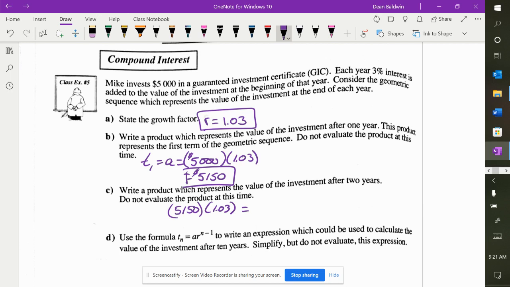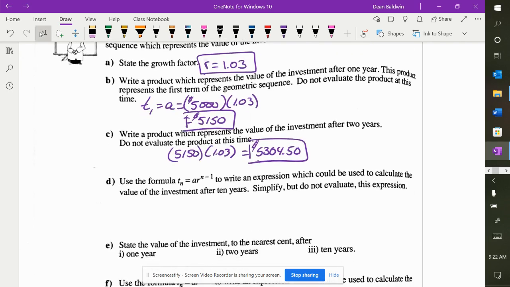I don't know what that equals. 5304.5? 5304.5. So the first year you earned 150 in interest. The second year you earned 154.5. An extra 4.50. All right.